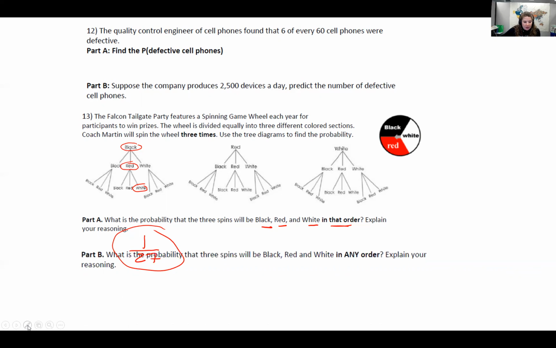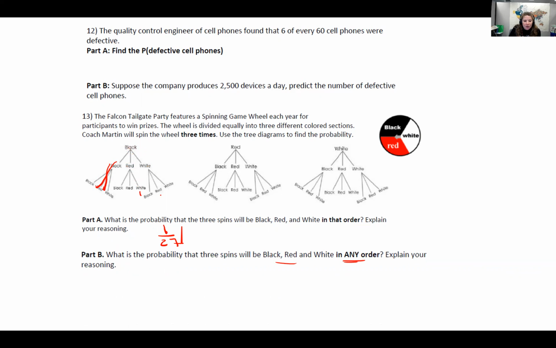All right, what about letter B? Oh, I just said that. So 1 out of 27 for A, and then in any order, right? Any order. Well, here's red, I'm sorry, black and black. Nope, we don't want that one. Can't look at that one. Black, red, and white. So there's 1.